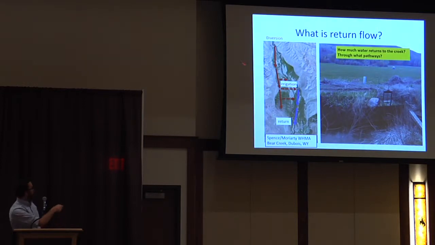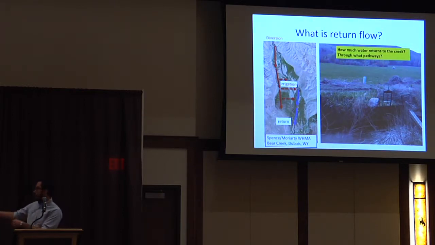So the idea here is that water is diverted from the creek up here at the upstream area. It's sent along a ditch, the solid red arrows, and then flood irrigation is used to pass that water across the field. Ultimately, some of that water is going to make it back into the stream downstream, and this is the return flow. So the question is not only how much water returns, but through what pathways, and that's a really nice basic science question in terms of hydrology.